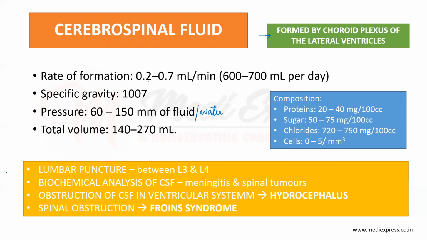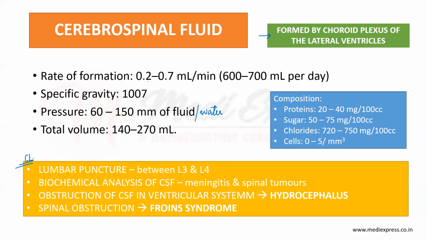Now, with regards to this, a little of the clinical aspect which you have to know is the lumbar puncture. Lumbar puncture is done at the level between L3 and L4. Remember, L3 to L4. The biochemical analysis of CSF is used to detect meningitis and a few spinal tumors. Now, if there is an obstruction of the CSF in the ventricular system, the patient can come up with hydrocephalus. If there is a spinal obstruction, we have Froin syndrome. These are the few clinical aspects which you need to remember.